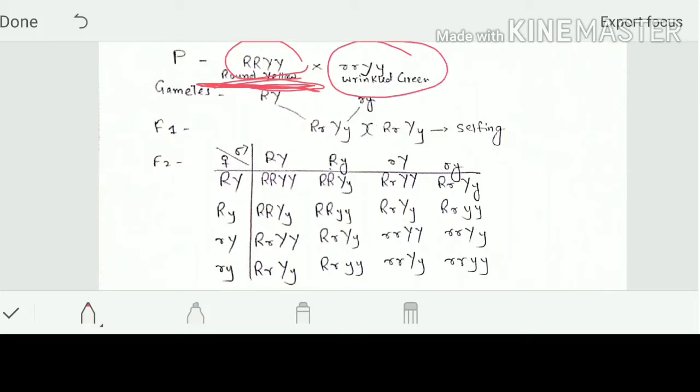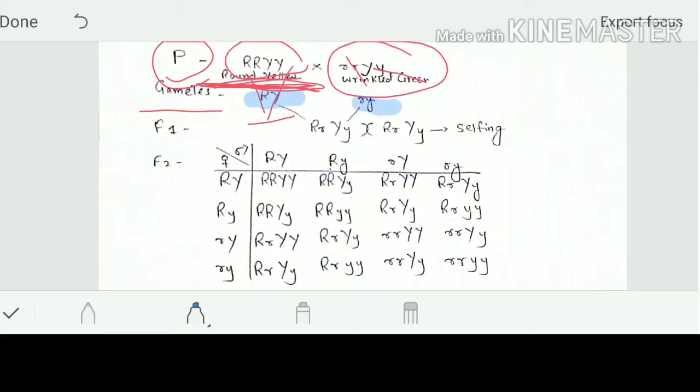Do remember one thing, that always the alphabet of the dominant gene is counted. So here you will be having small r for the wrinkled and small y for the green color. Again, this was referred as P for parent. And if you are making the haploid gamete, one single r from here, one single y from here, making a capital R and the capital Y. If you are making here, small r and the small y.